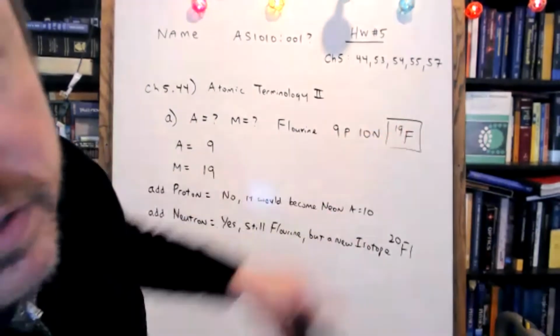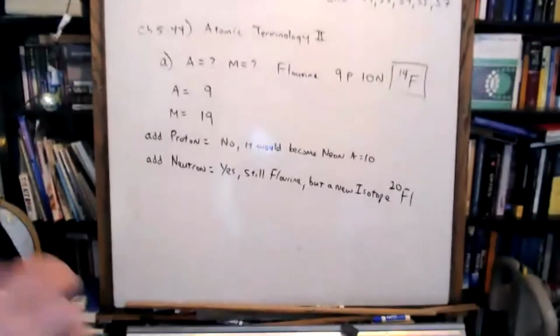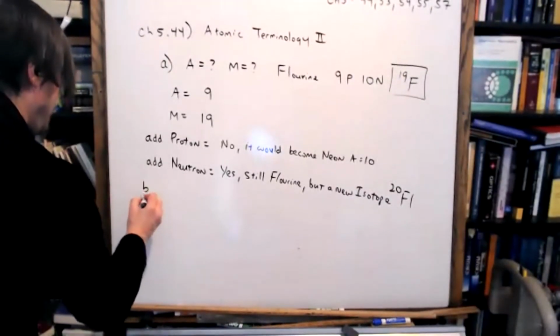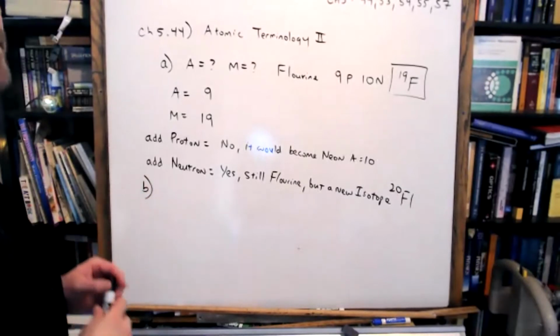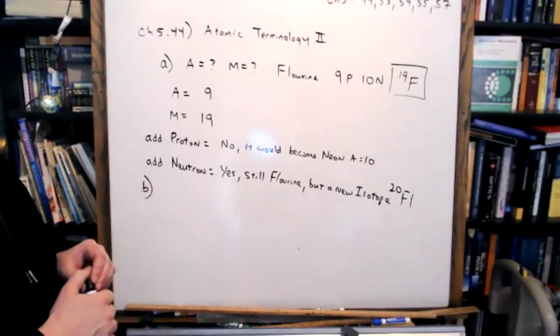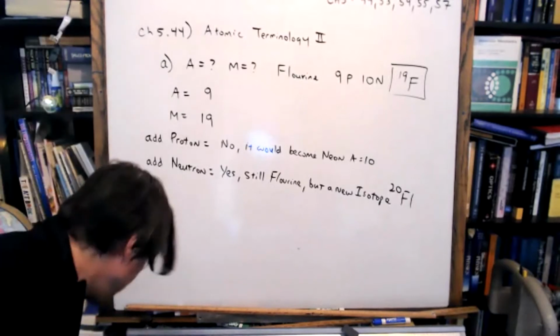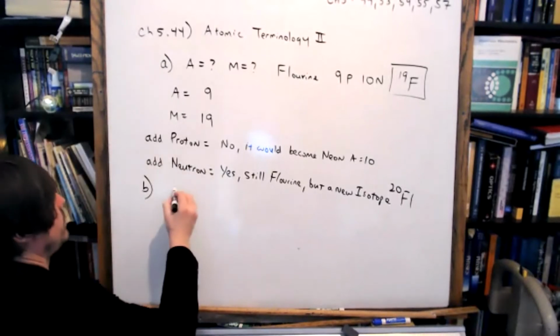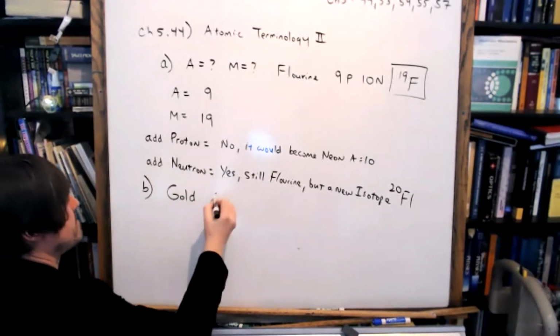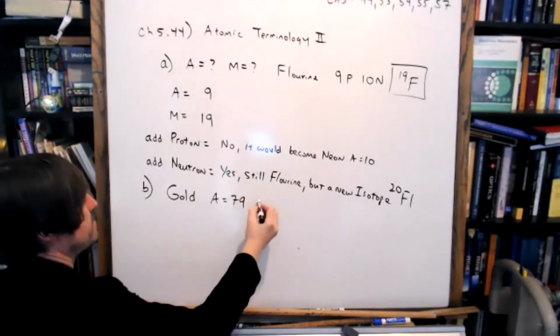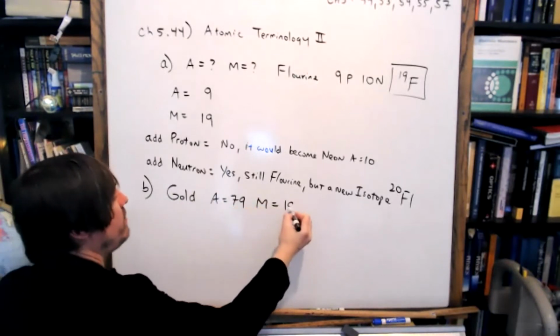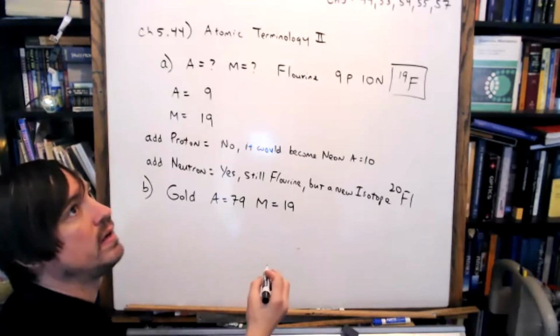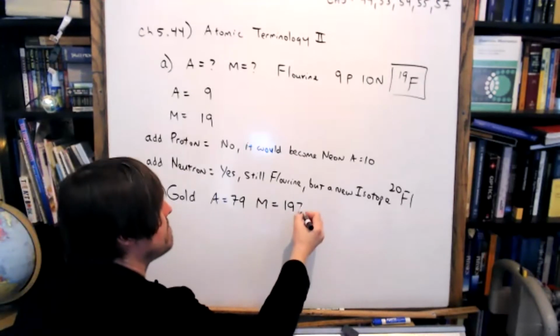That's standard notation there. Okay, how about B? Part B says the most common isotope of gold has atomic number 79 and atomic mass number 197. How many... sorry, protons? 190 what? 197, sorry. Yes.